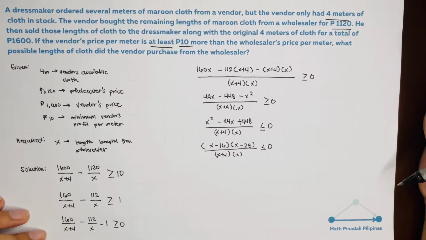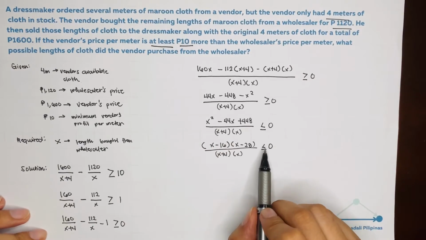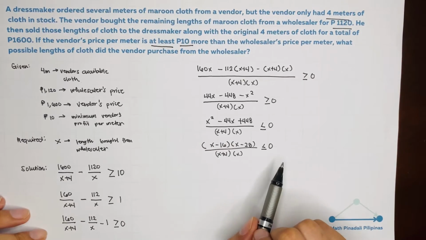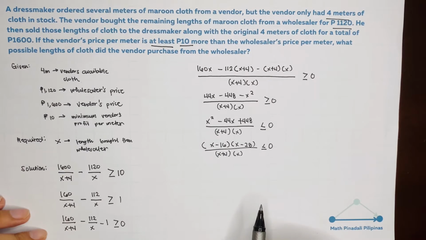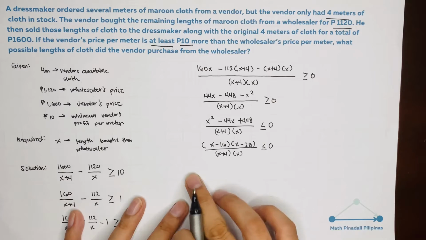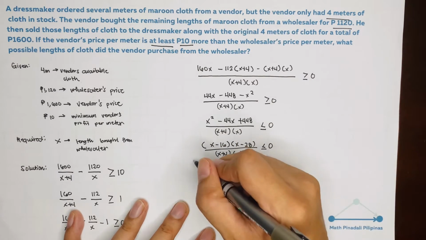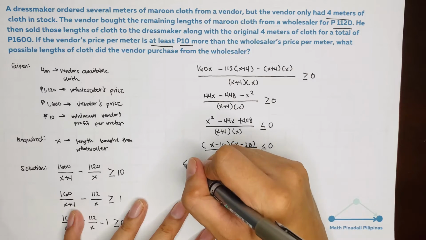So, okay. Now, what we are going to do is to plot a line para ma-determine natin kung alin ay yung mga magsasatisfy sa inequality natin. So, drawing tayo ng line. So, we have a line here na. Kita naman? Or sige, rewrite natin. We have a line here.